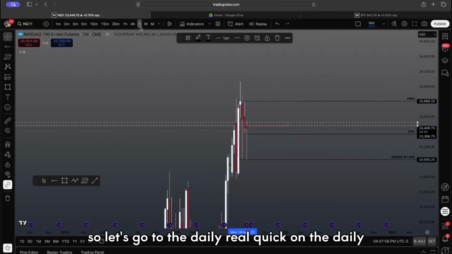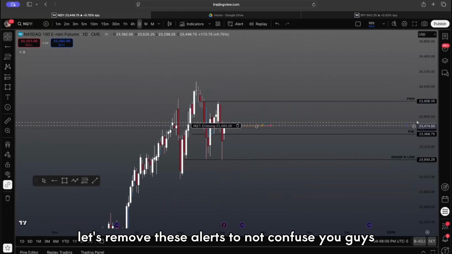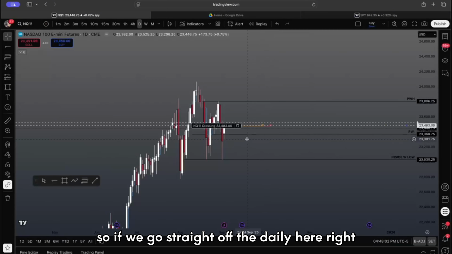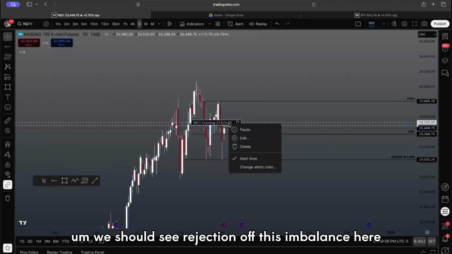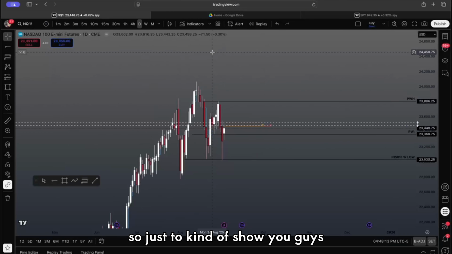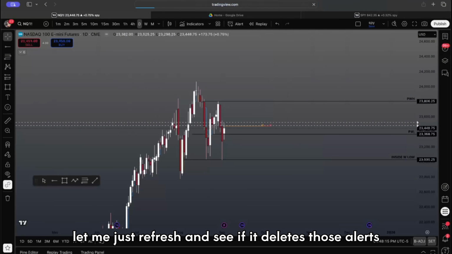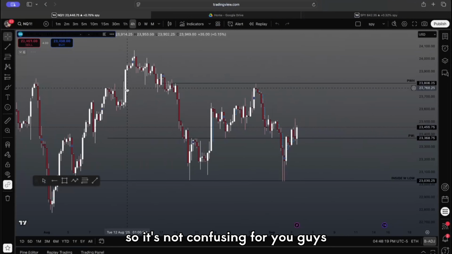Okay, cool. So let's go to the daily real quick. On the daily, let's remove these alerts to not confuse you guys. So if we go straight off the daily here, right, we should see a rejection of this imbalance here. So just to show you guys, let me just refresh it, see if it deletes those alerts so it's not confusing for you guys.